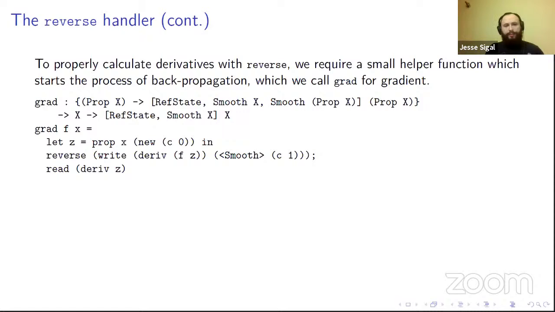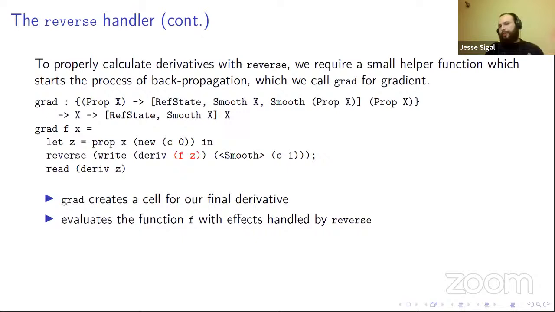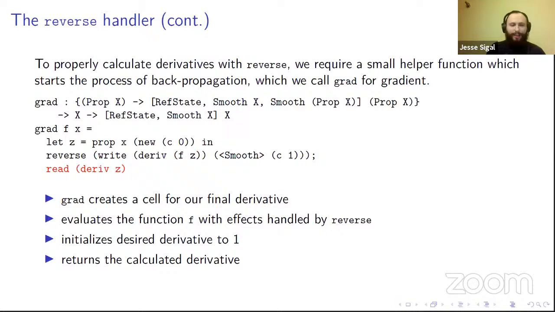We need this grad function, which stands for gradient, to make sure that everything sets up. So if we want to calculate the gradient or the derivative of this function f, well, the first thing we need to do is make space for its final derivative, just as we have been making space for derivatives before. We're just going to evaluate the function. We're going to make sure that when we evaluate the function, all of its smooth effects are going to be handled as reverse here. And we're going to initialize its derivative to one. And the reason why we're going to initialize its derivative to one is because it is the unit for multiplication. And so when we multiply things with the chain rule, the one means we're starting off okay. And then we're going to return the calculated derivative.